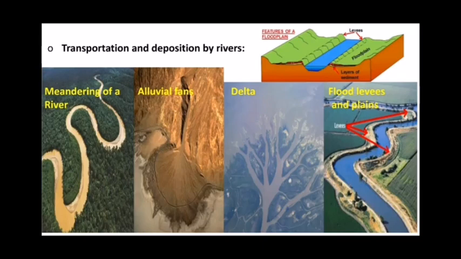Flood levees are the raised part of the river bank. You can see in the red arrows, that is the levees. And flood plains are the flatter part. You can see in the greener area, that is called a flood plain. That is a plain area. So these all are formed because of transportation and deposition work by rivers.